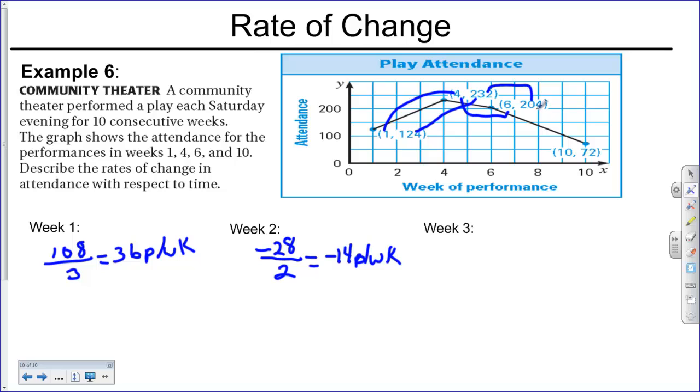And then we went from 204 down to 72. So 72 minus 204. That leaves us with a negative 132 over, and that was between weeks 6 and 10. So 10 minus 6, it gives 4. And when we divide that out by 4, we get negative 33 people per week.